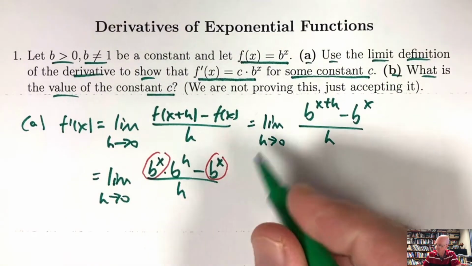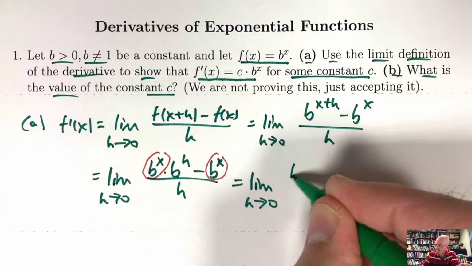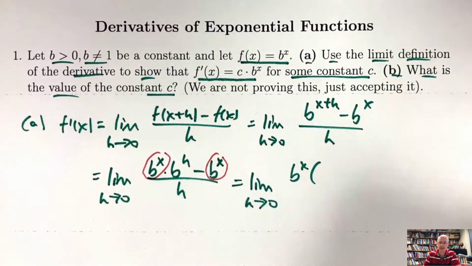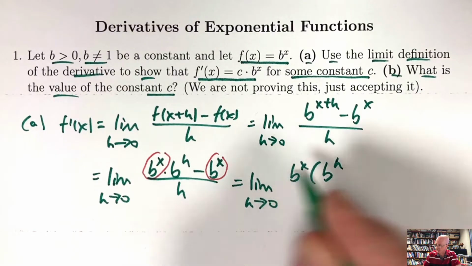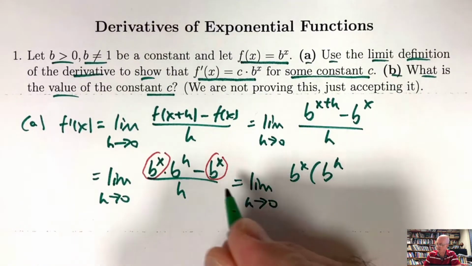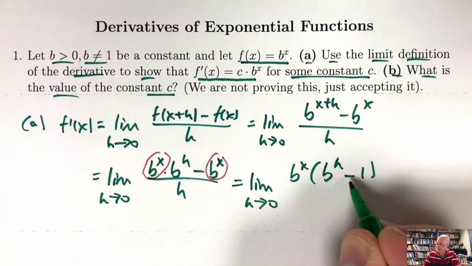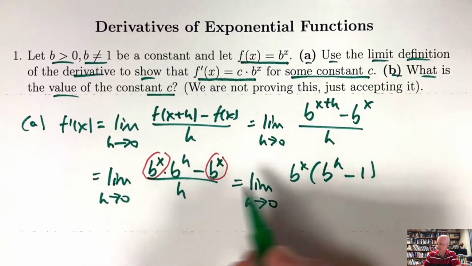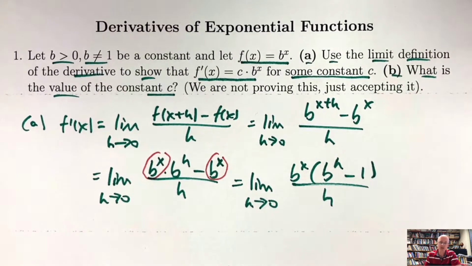Maybe that's useful. So go ahead and factor b to the x out like this to get b to the x times, in parentheses, b to the h is what's left there when b to the x is factored out. What's left here? Minus 1, right? Because negative 1 times b to the x is negative b to the x, all divided by h. Doesn't look a ton better.